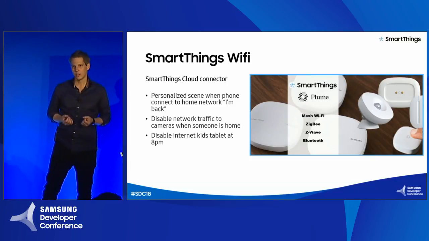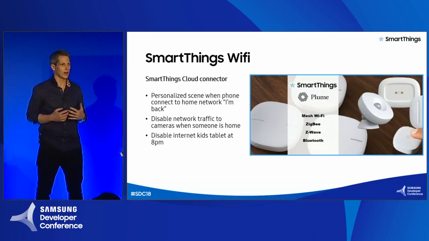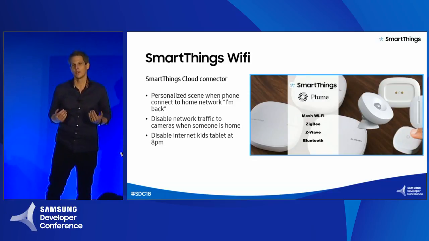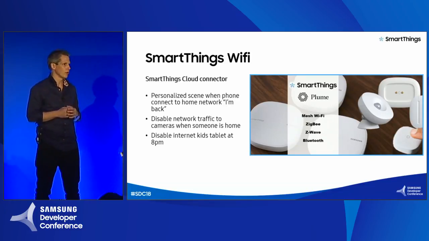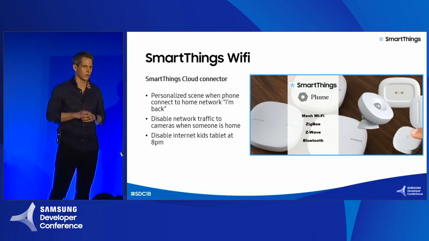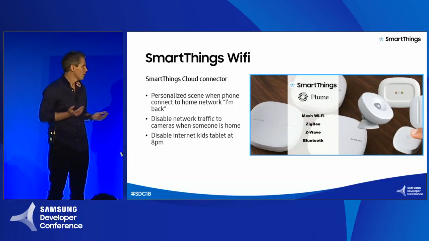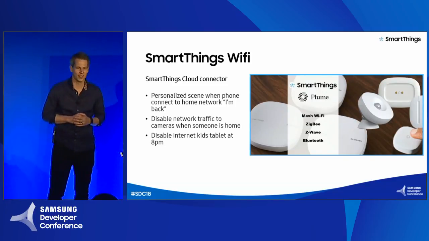I can, from the SmartThings client, disable traffic, for example, through automations. When I'm home, stop all traffic to my network cameras. That feels better for me. I have better privacy. When I'm home, this is detected with all our sensors, and it just blocks all traffic to the cameras as one extra layer. And one of my favorites, disable internet for kids easily with an easy automation. At 8 o'clock, freeze all the traffic to my kids' devices.